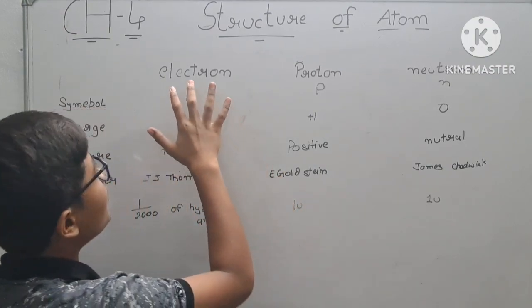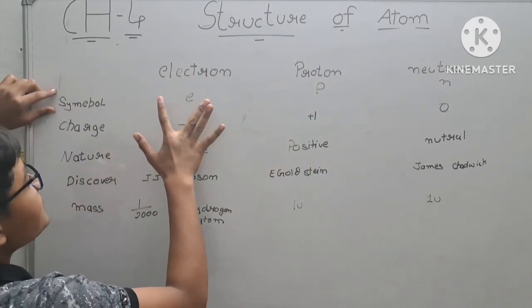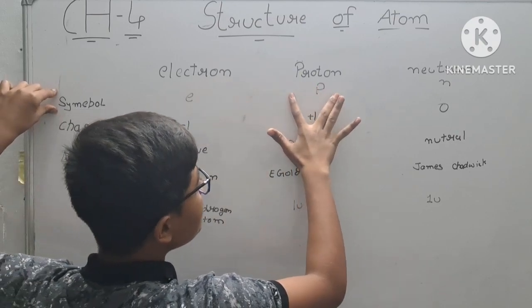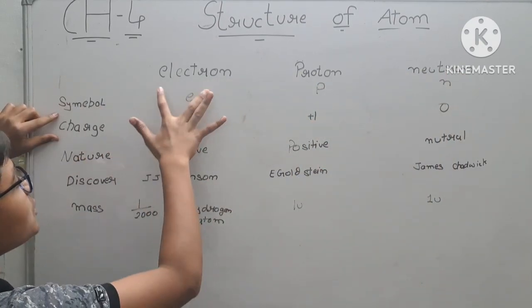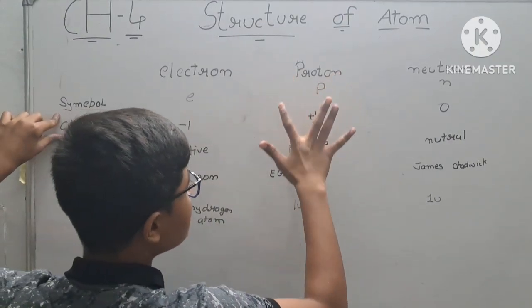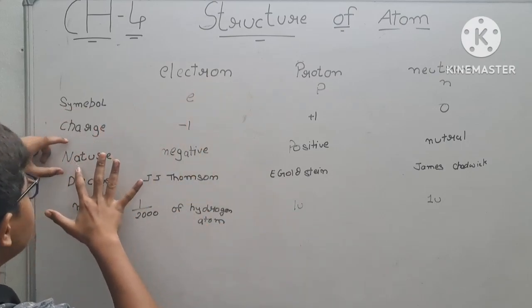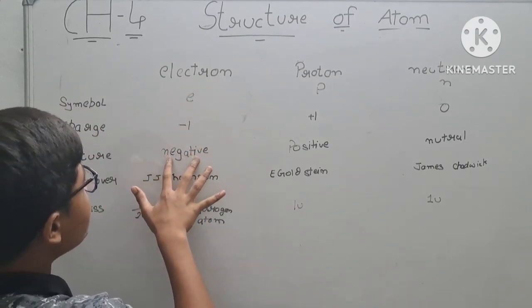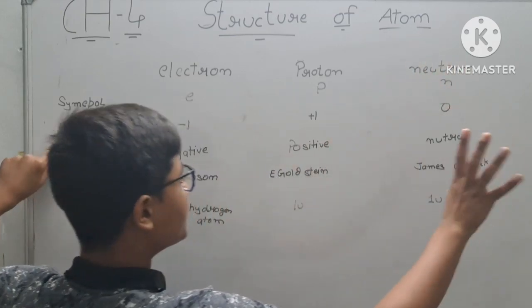Now let's move on to the electron, proton and neutron. First of all, let's talk about symbols. The symbol of electron is e, of proton is p, and of neutron is n. The charge of electron is -1, of proton is +1, and of neutron is 0. The electron behaves negatively, the proton behaves positively, and the neutron behaves neutrally.